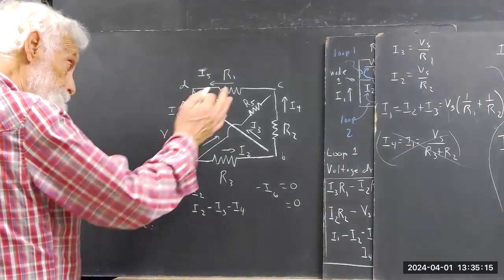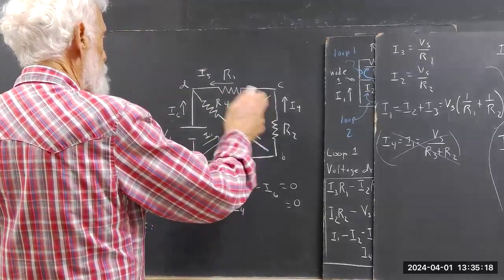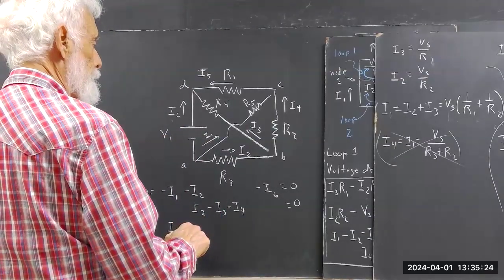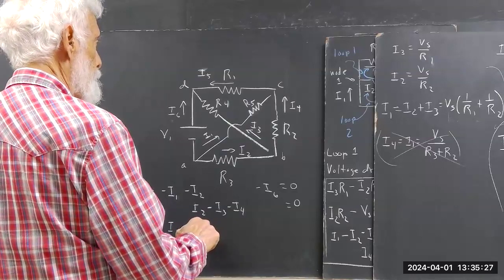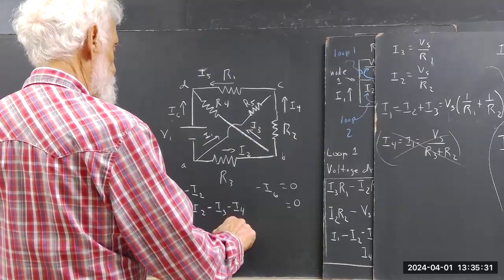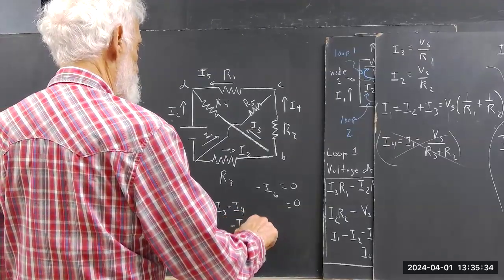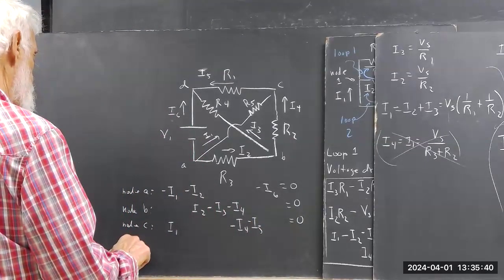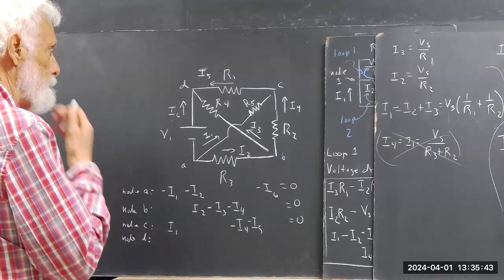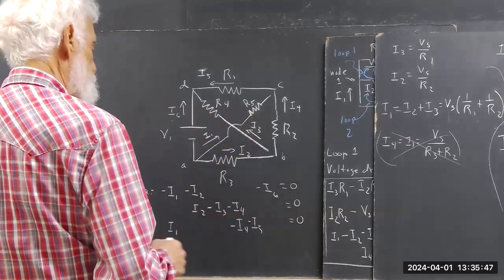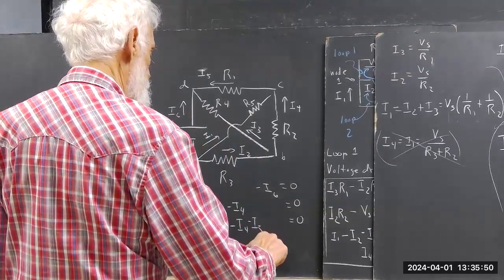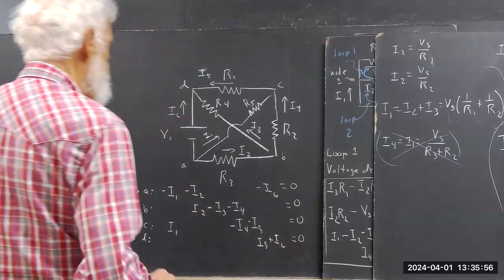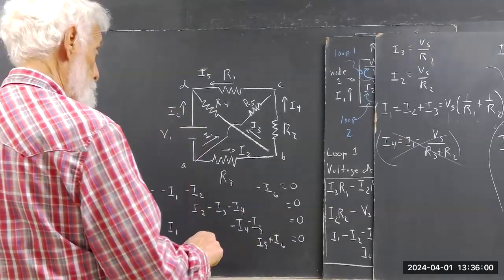Node C, I have I1 coming in. I4 goes out of node C and I5 goes out of C. Node D, I5 and I6 coming in. And then I've got I3 coming.